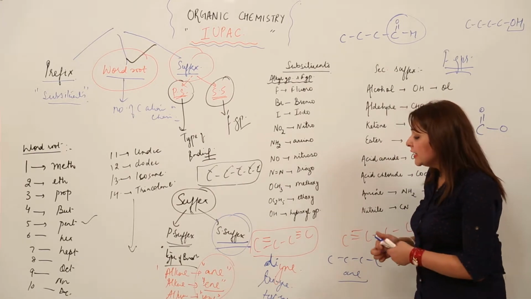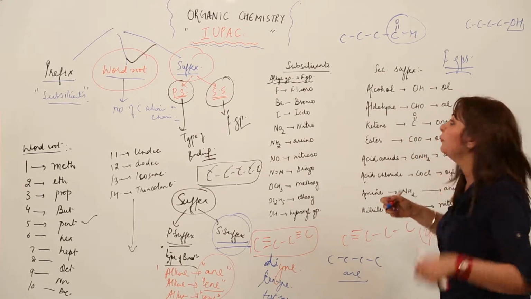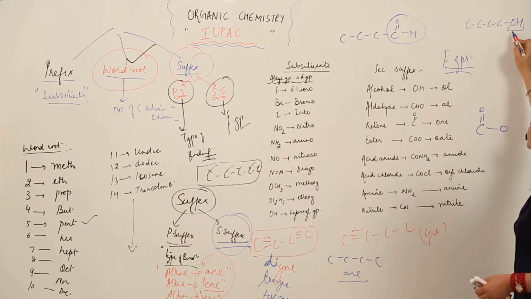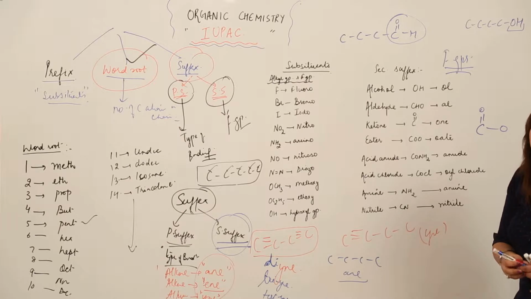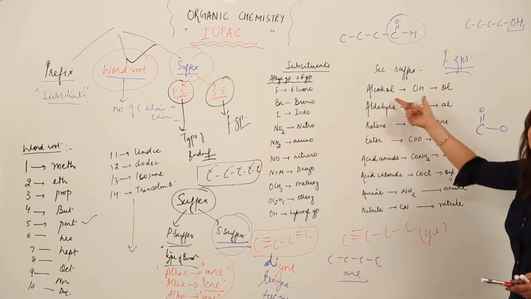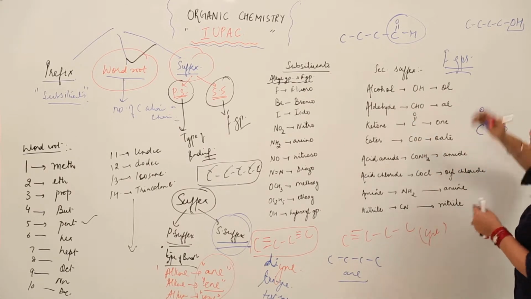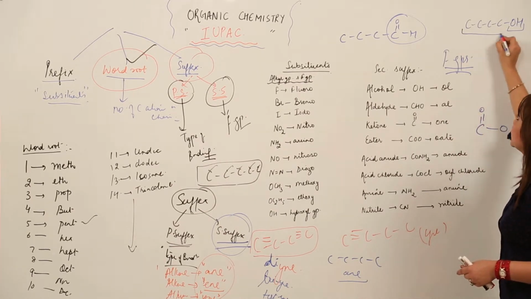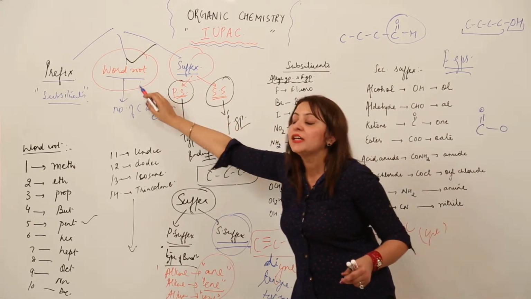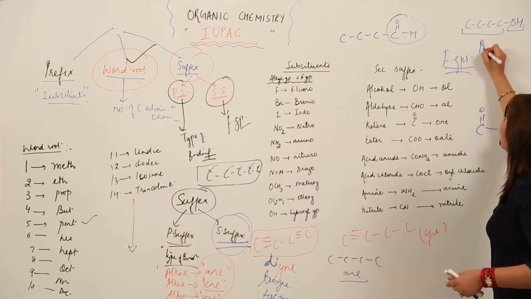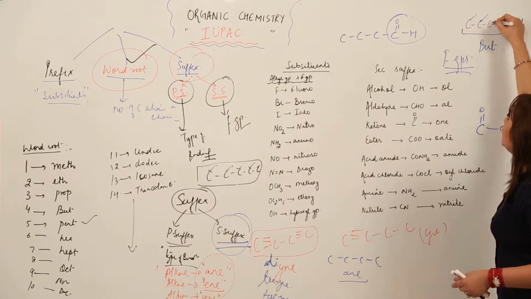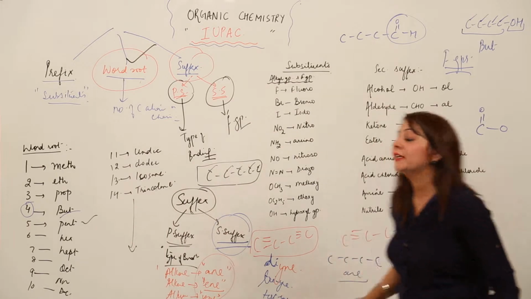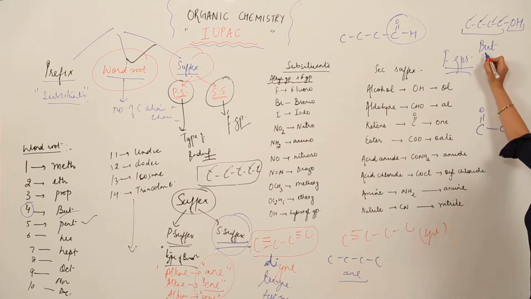Suppose I make an example for you. Here we have already written it: C, C, C, C, OH. That means there is a functional group, and obviously that is the alcohol group. So how are we going to attach the primary suffix with the secondary suffix, that I am going to tell you. First we know that we have to write the word root. The word root is but, because there are 4 carbon atoms, and we know that 4 is specified by but, so I am going to write this word root as but.